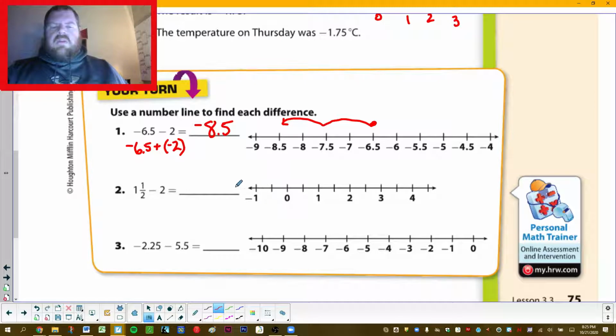The next one, I'm going to start at 1.5. Here's 1, here's 1.5. And I want to subtract 2. So again, to subtract 2, since each step is 1/2, I have to move 2 units, 1, 2 spaces to get 1, and then 2 more to get 2. And where does that end me? It ends me halfway between -1 and 0, which is -1/2.